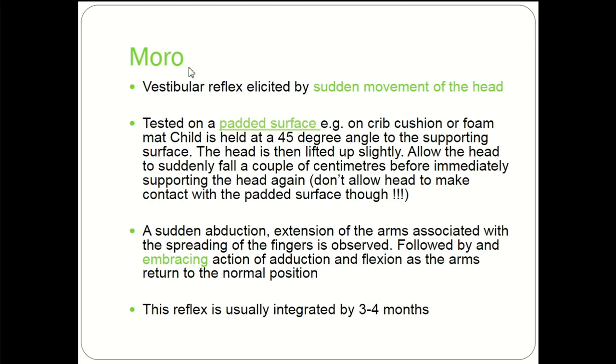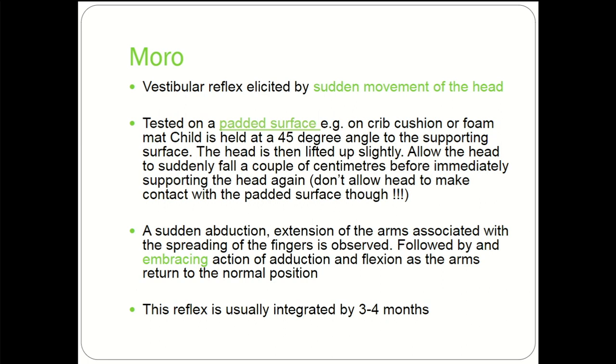And the Moro reflex. It is a vestibular reflex elicited by sudden movement of the head, tested on a padded surface, for example a crash cushion or a foam mat. The child is held at a 45-degree angle to the supporting surface. The head is then lifted up slightly. Allow the head to suddenly fall a couple of centimeters before immediately supporting the head again. But don't allow the head to make contact with the padded surface. You have to take the head again before reaching the surface.